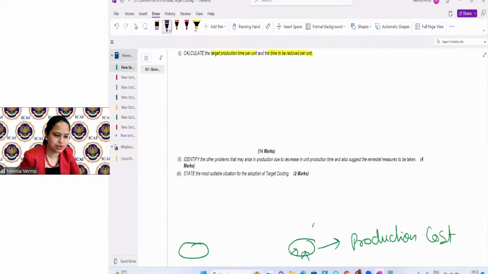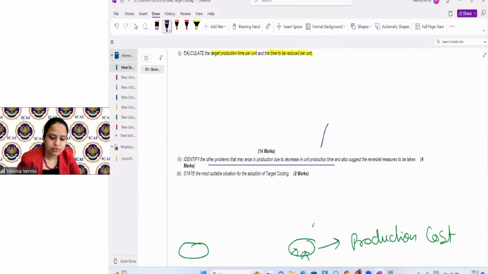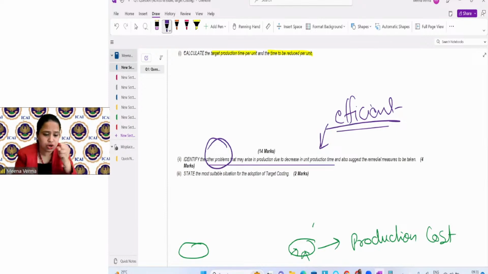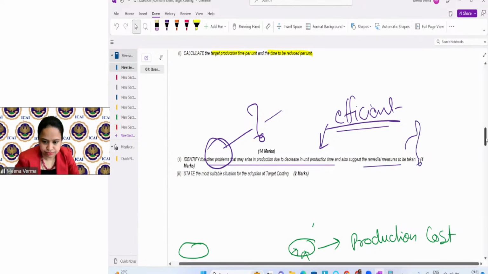What is the next part of the question? Identify the other problem that may arise in production due to decrease in unit production time. Labor is now efficient; the efficiency of the labor has increased. They are saying that if labor does the work quickly and efficiently, what other problems may arise in the company? And what remedial action will you suggest in such cases?